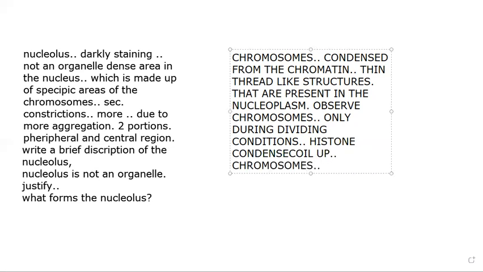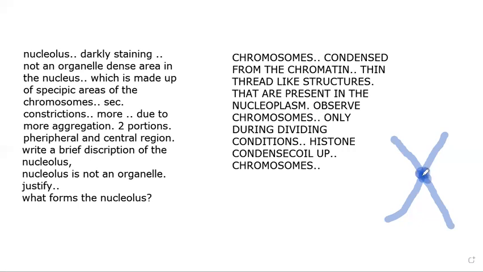Now, what is the structure of the chromosome? Let me draw the structure of the chromosome for you. I hope you can see the board very clearly. The chromosome is made up of two thread-like strands, which are known as the chromatids. And they are joined together in the center by a centromere.